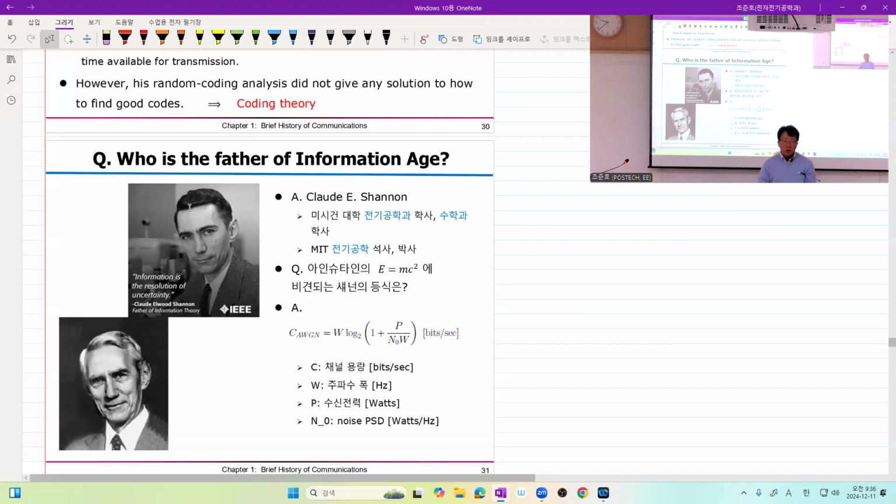One way to mathematically handle uncertainty is to use probability theory. That is why probability theory has been with electrical engineers for a long time. And that trend gave electrical engineers the opportunity to become, for example, Wall Street quants or Yeouido stock market quants.